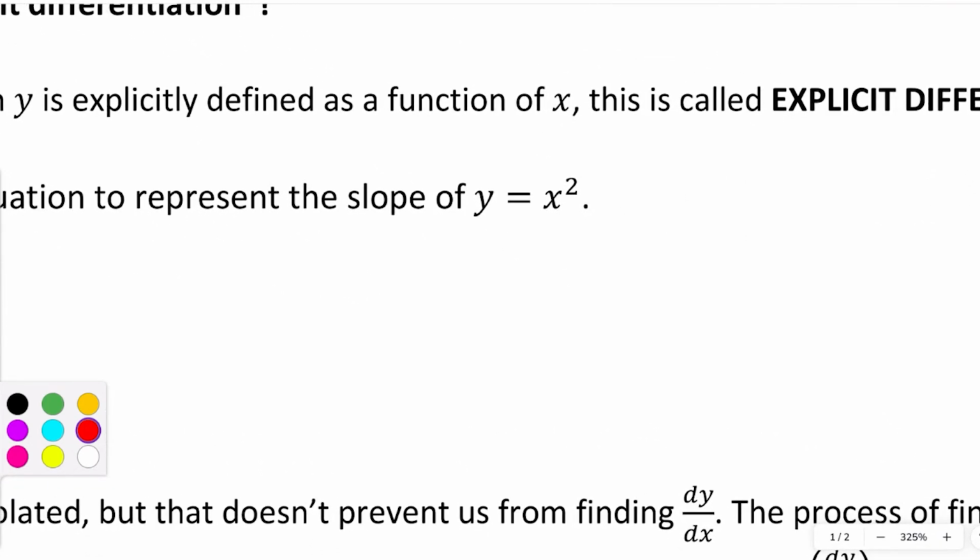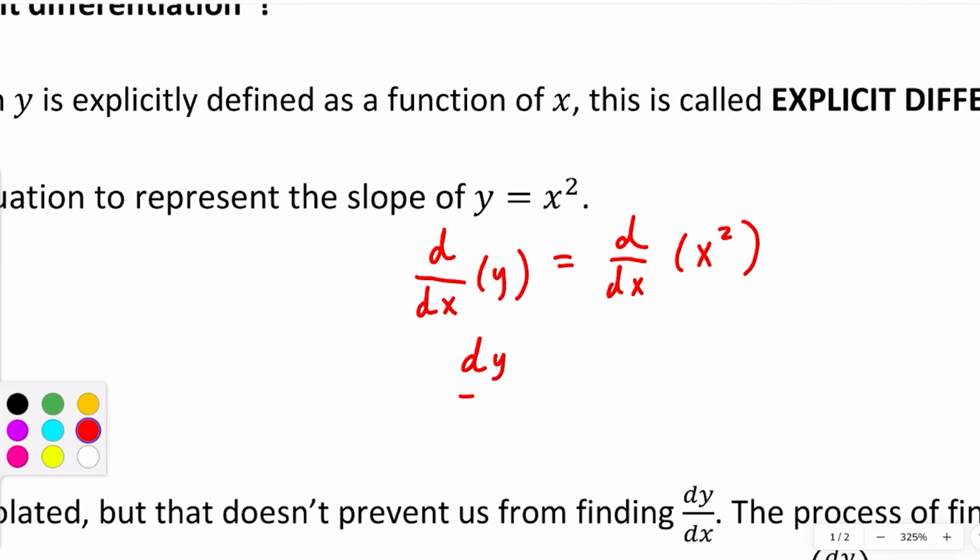Okay, so here's what it should look like. If I want to differentiate this with respect to x, I'm going to say, okay, well, the derivative with respect to x of y should equal the derivative with respect to x of x squared. So basically, we're differentiating both sides of the equation in terms of x. Now, the derivative of y, we kind of just took this for granted up until today, was just y prime, or the derivative of y with respect to x. We can write that as either y prime or dy dx.